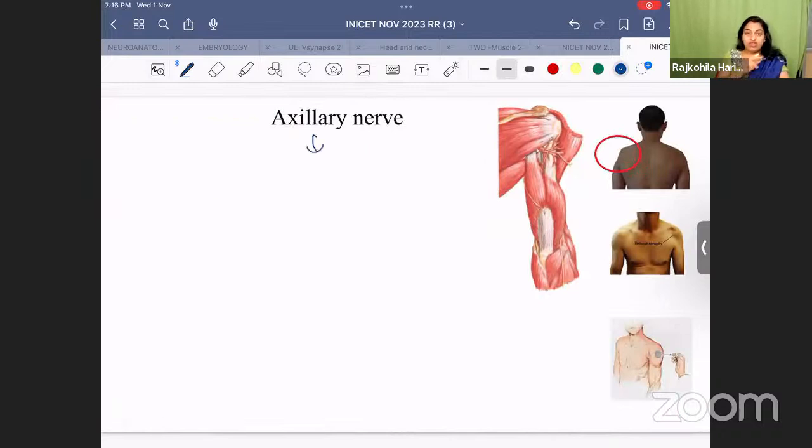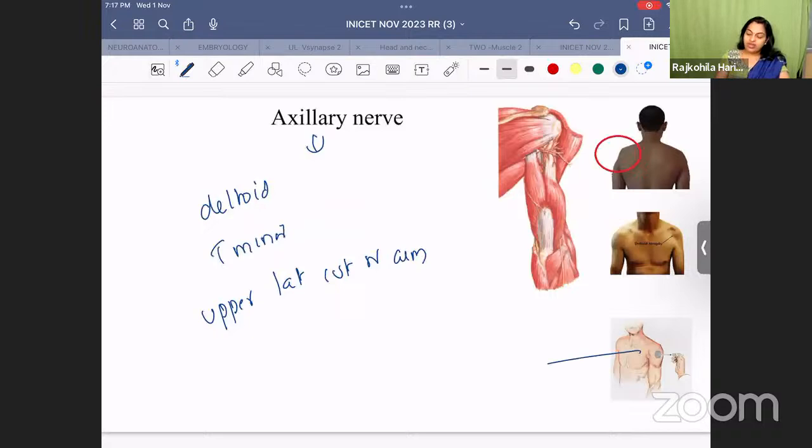Again, axillary nerve injury, surgical neck of humerus fracture. It's going to supply the deltoid, which is an abductor. It supplies the teres minor, which is a lateral rotator of the shoulder. And it gives one cutaneous branch. Can you tell me? The upper lateral cutaneous nerve of arm. Okay, so that is what you're testing here.